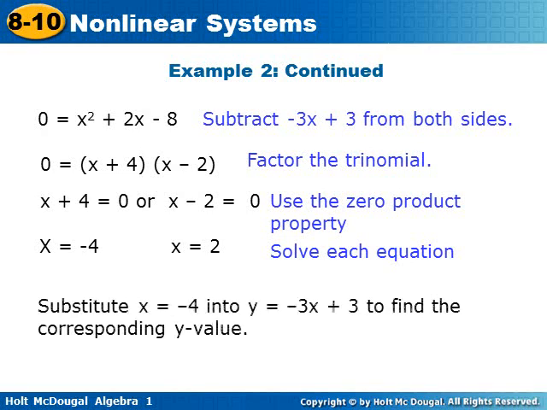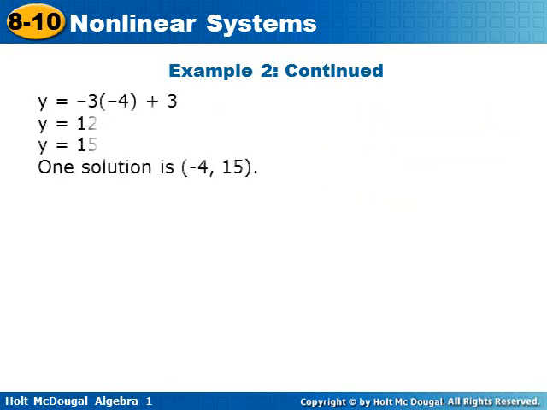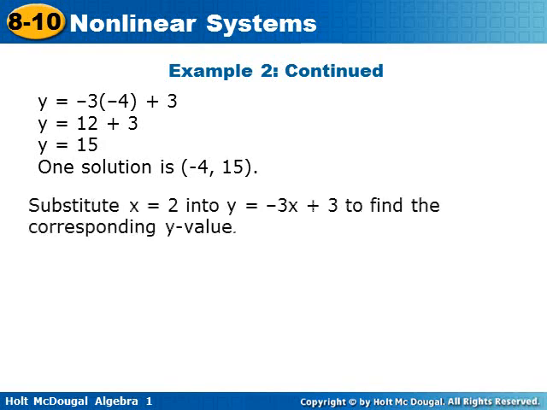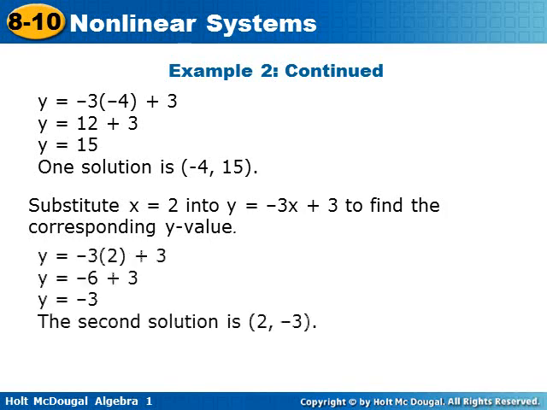So we're going to substitute -4 into y equals -3x plus 3 to find the corresponding y value. So y equals -3 times -4 plus 3. We're plugging in -4 for the x and solve for the y, and we get 15. So one solution is -4, 15. And then we're going to substitute x equals 2 into y equals -3 times x plus 3 to find the corresponding y value for the x value of 2. And we get -3 times 2 plus 3, which is -3. So the second solution is 2, -3. So the solutions are -4, 15, and 2, -3.